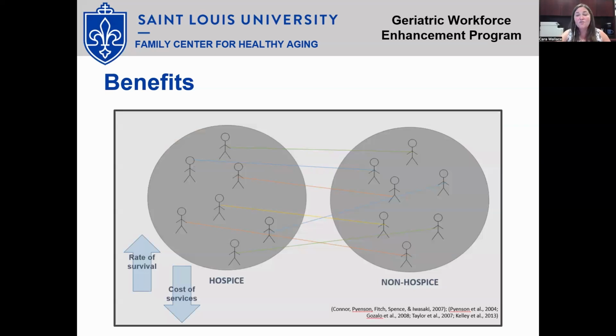Beyond that, there are these huge Medicare studies that have been done where they've matched patients by race, gender, diagnosis, age, hospice patients and non-hospice patients, and they've matched them by all of these different factors. And which group do you think actually lives longer? It's the hospice patients. They live longer, and the overall cost of services is less. Not to mention the better quality that we talked about on the former slide.